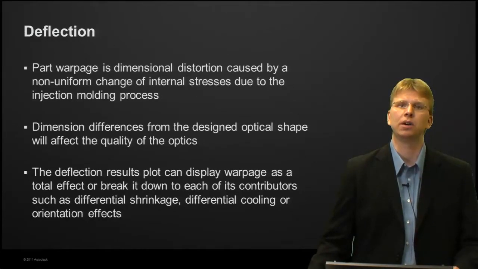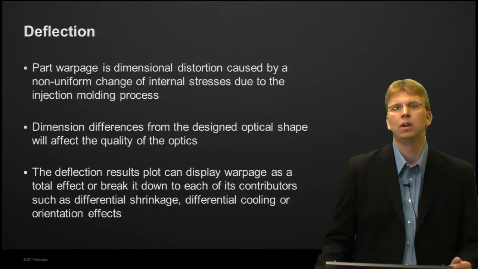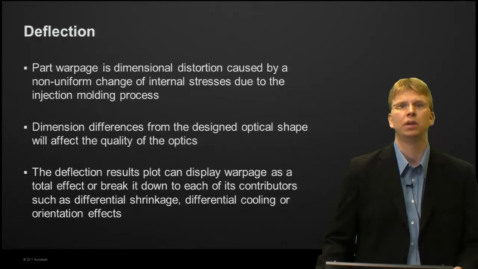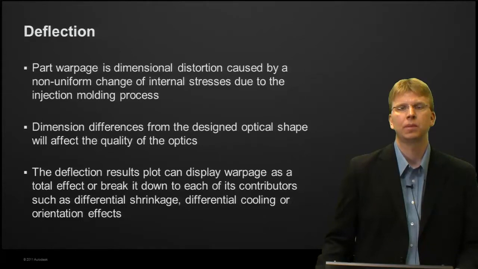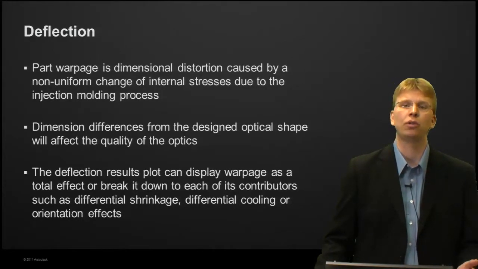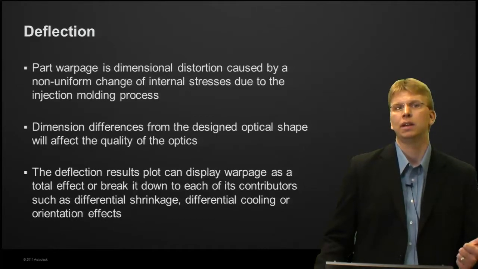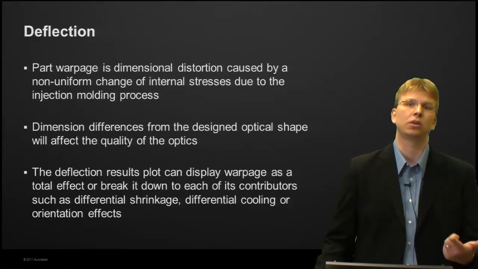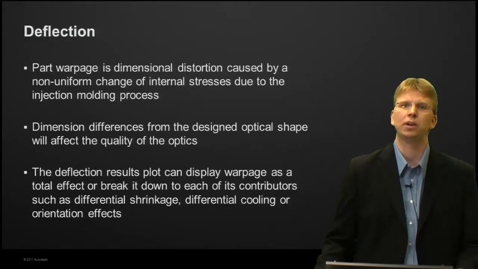So anticipating those, or seeing them before we actually cut mold steel, will really save us money because the polishing involved with an optical tool can get quite high in terms of cost. So let's take a look at a deflection result display so we can see the total effects of deflection, and then also what each individual contributing factor is. Things like, is the shrinkage a problem? Is it a cooling issue? Or is it related to orientation? So let's take a look at that in the software.